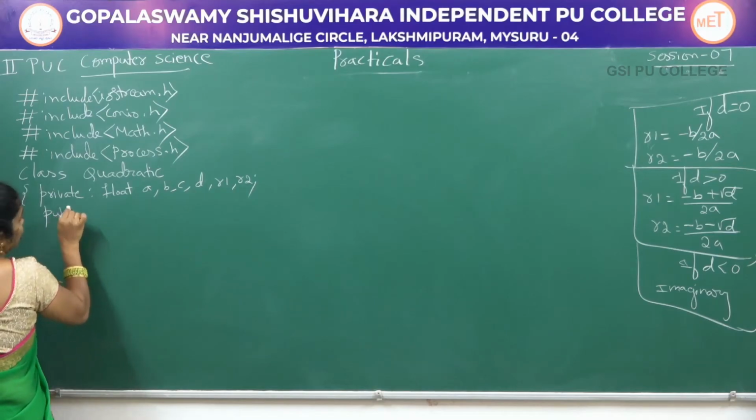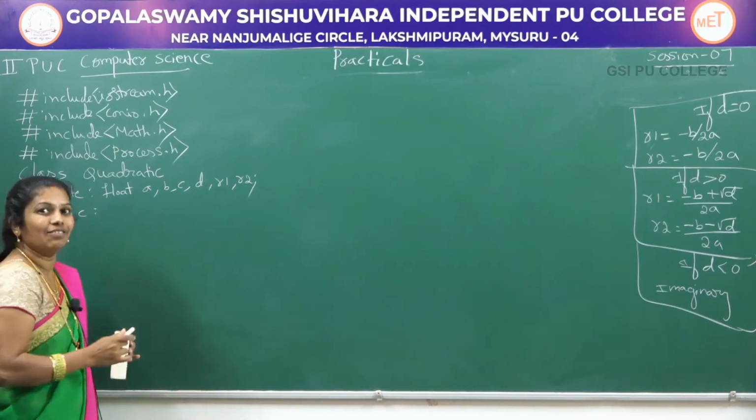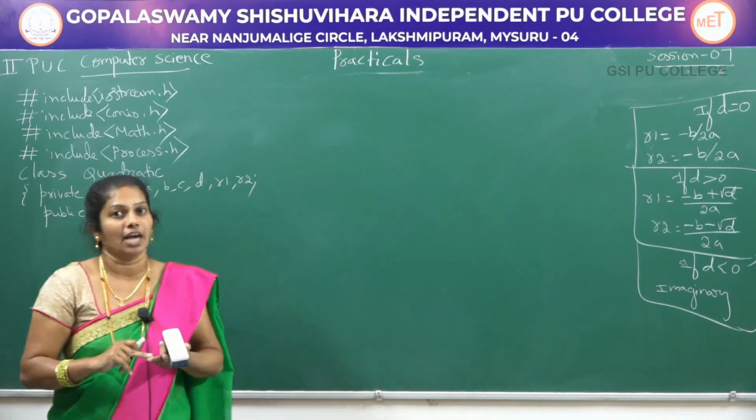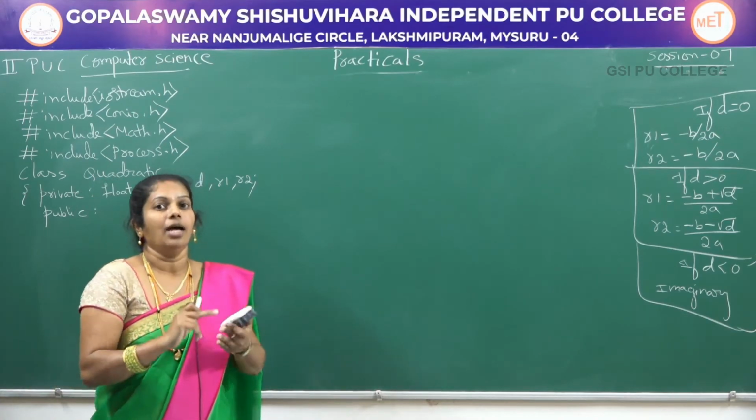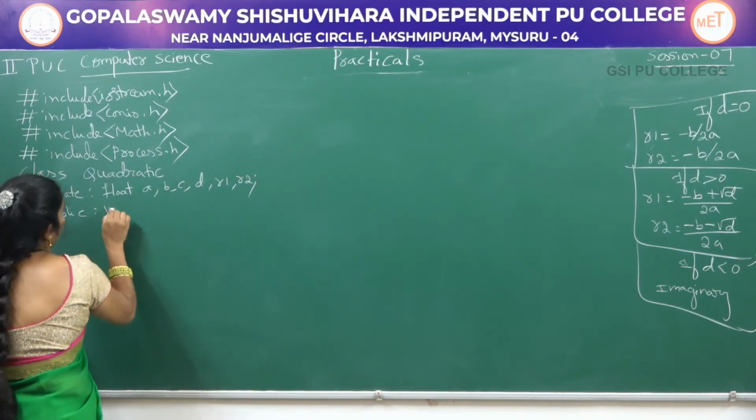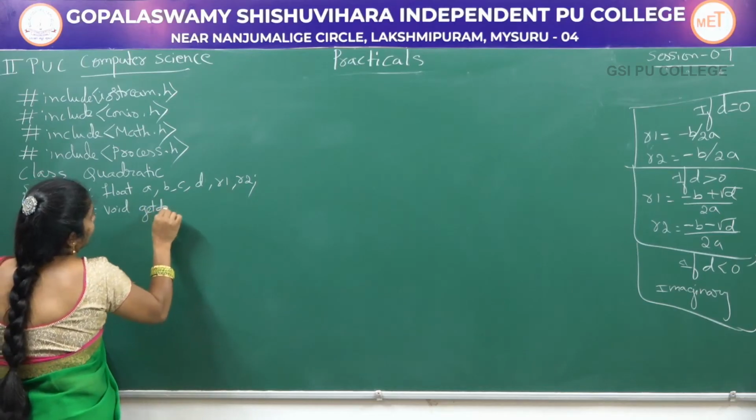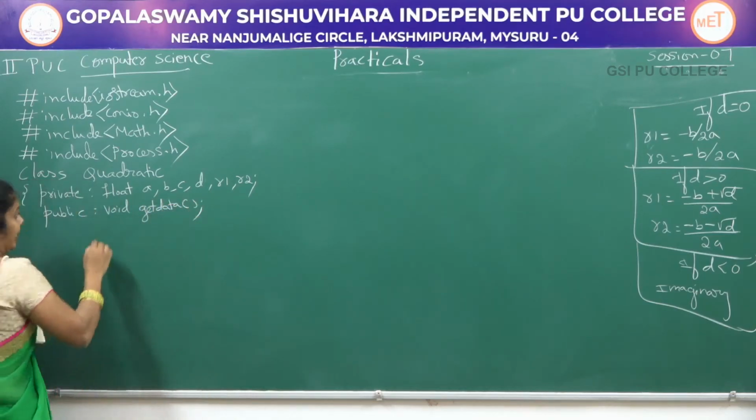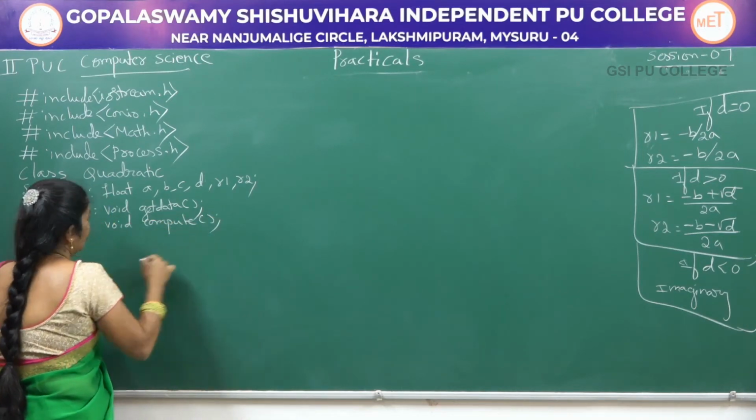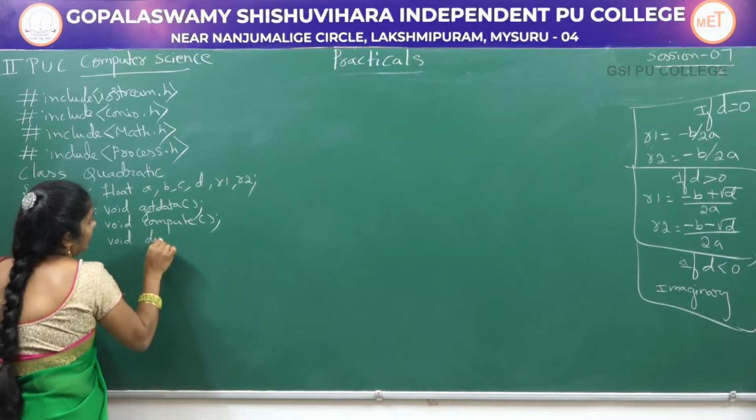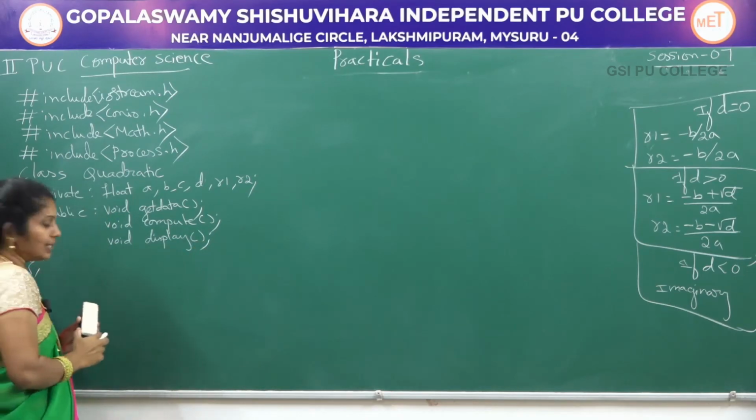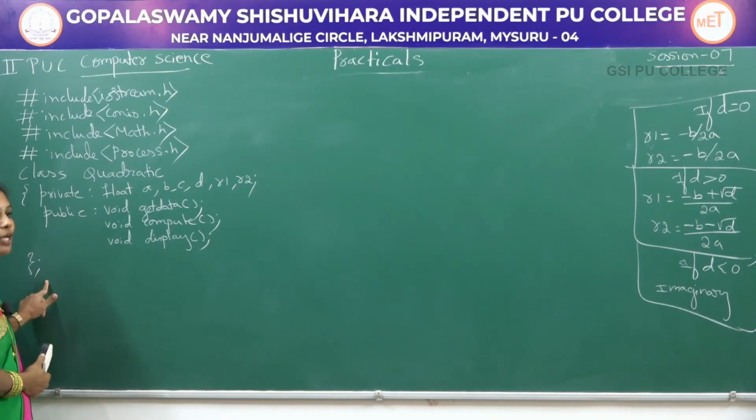Next, in the public section, declare the functions. Which functions do we require? One is the get data function for input purpose, one more is the compute function for calculation purpose, and the display function to display the result. Totally 3 functions are required here. The first one void get data function, the second one void compute function, next void display function. Then close the class. While closing the class, after the flower bracket you have to put a semicolon.